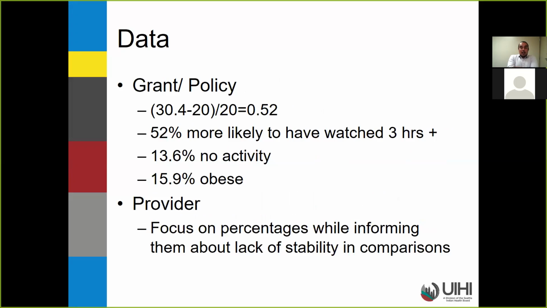So as we move into grant and policy, we sort of do similar calculations where we're able to take our group of interest minus our reference group over the reference group, and we find 0.52. From this, we're able to softly conclude that AIAN children were 52% more likely to have watched 3+ hours of television in a day. I mean, that's a pretty divergent number and probably a strong area for consideration when developing interventions.